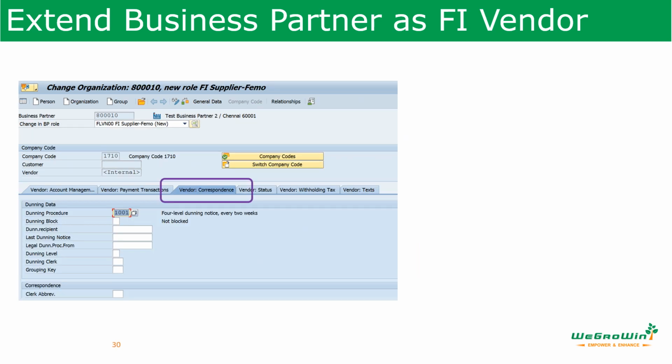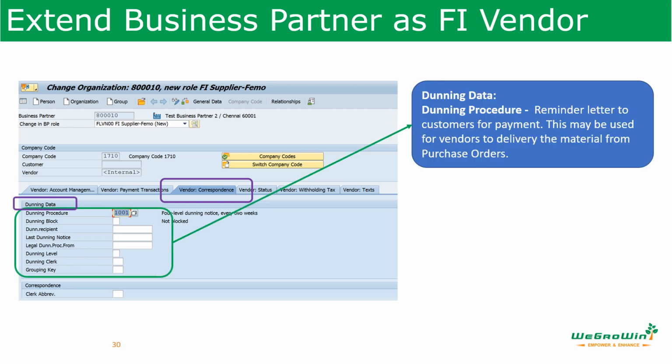Now we are in the next tab, vendor correspondence. Normally, dunning involves sending a reminder letter to the customers for payment. In this case, dunning relates to reminding vendors to deliver the materials from purchase orders. The dunning procedure field can be selected to reflect how dunning should be carried out for this vendor.